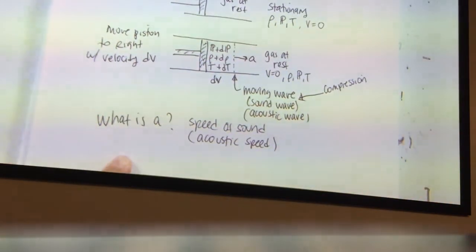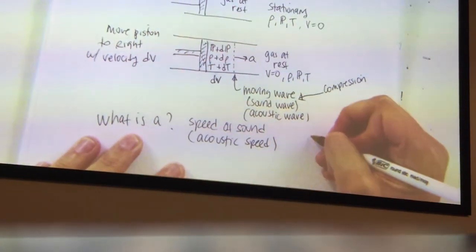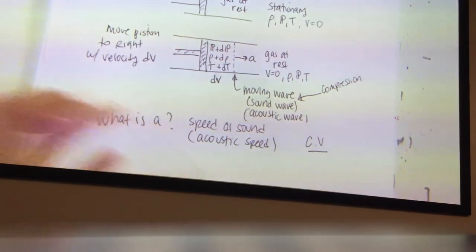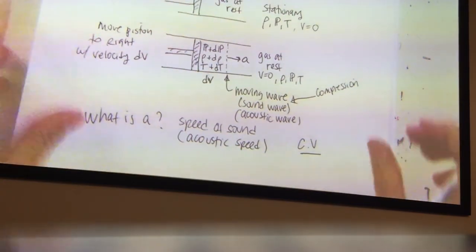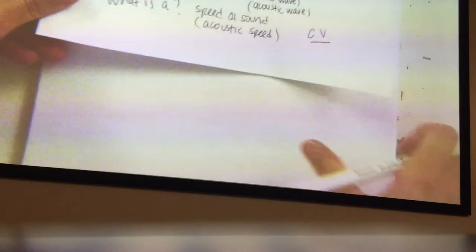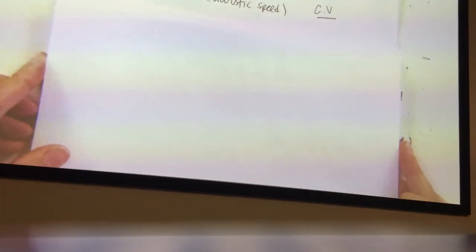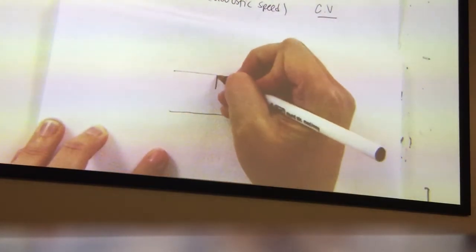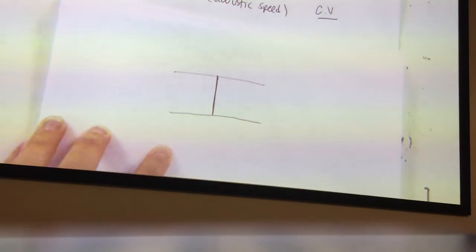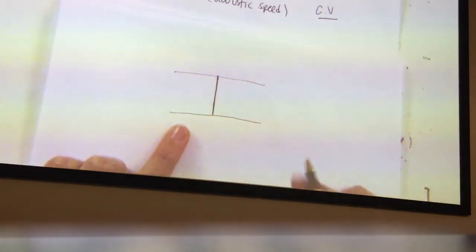So how do we derive A? We're going to derive it using a control volume approach. So the control volume approach that we learned in chapter one, we're going to do it in here. So the first thing that we do, we're going to set our control volume and our control surface, so we can know what goes in and what goes out of the control surface. So we have the cylinder, the tube, and this here is going to be our wave.